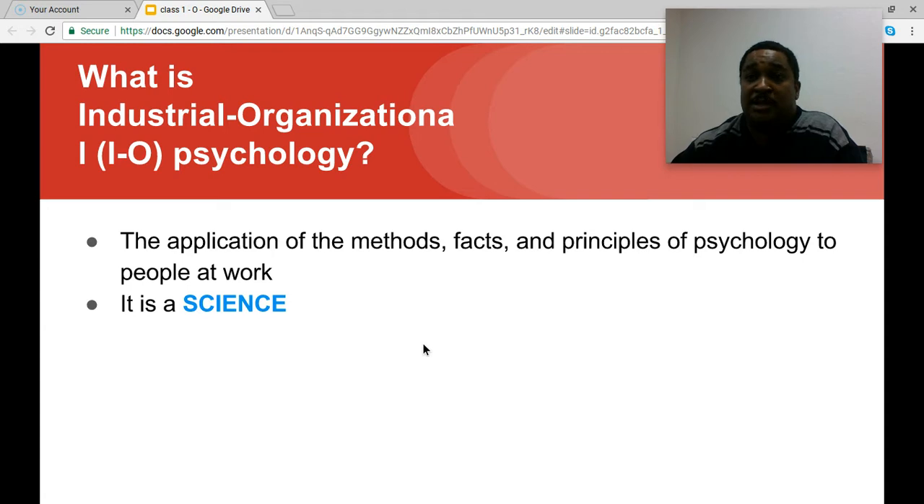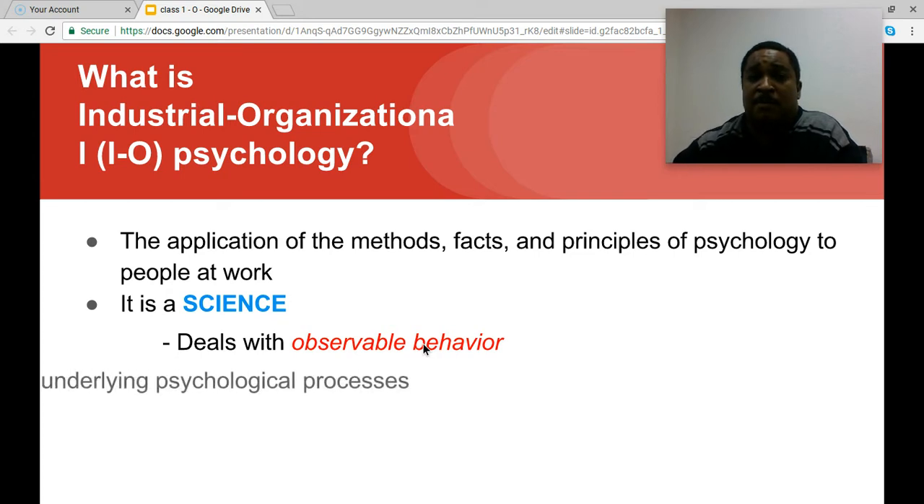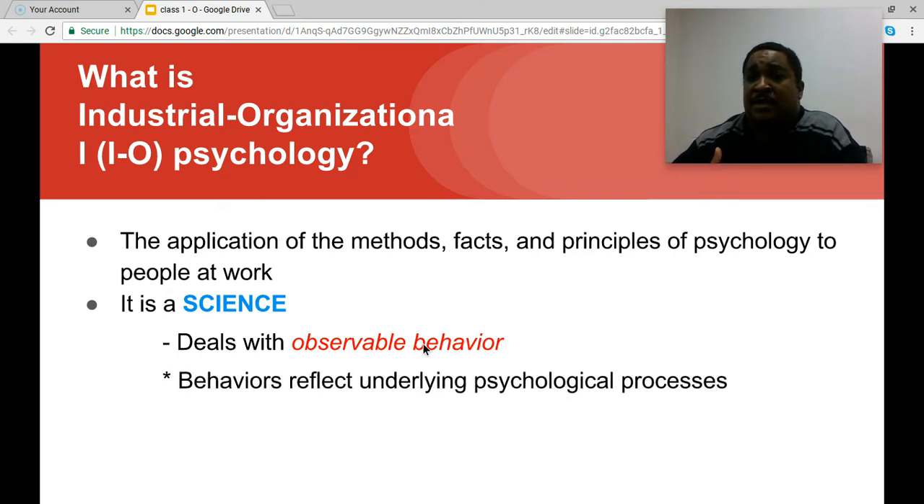This part is really, really important. IO psychology is a science. And this will come up later on in the semester. What do I mean when I say it's a science? Well, it deals with observable behavior. Behaviors reflect underlying psychological processes.